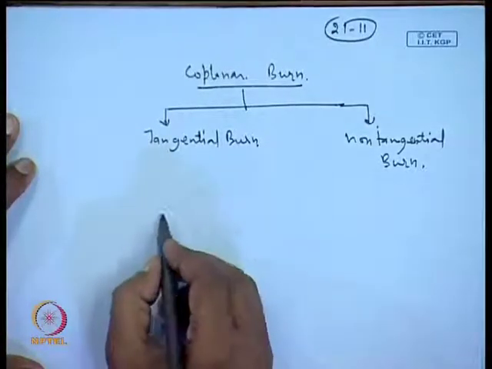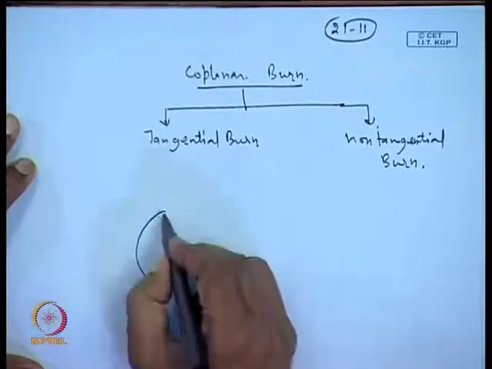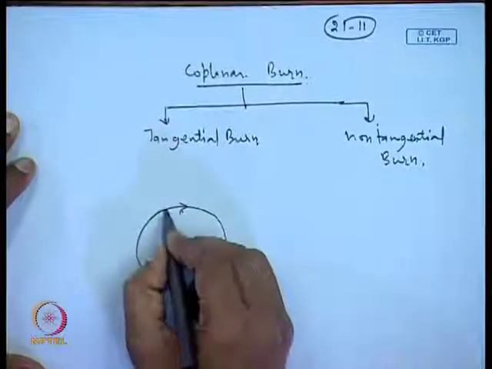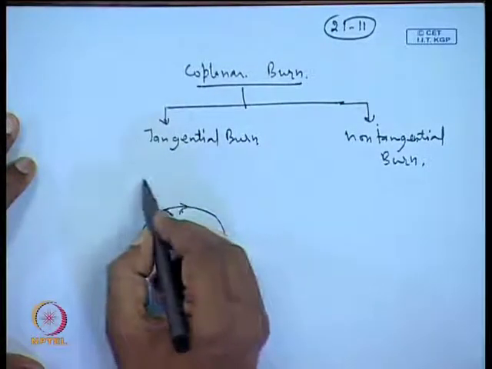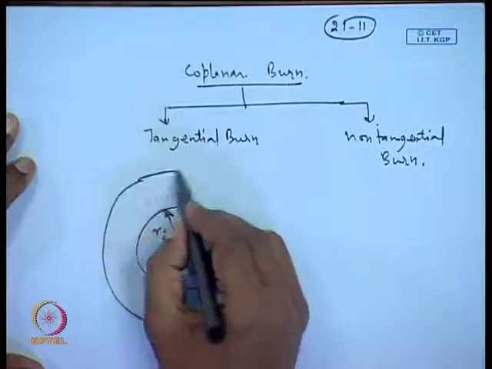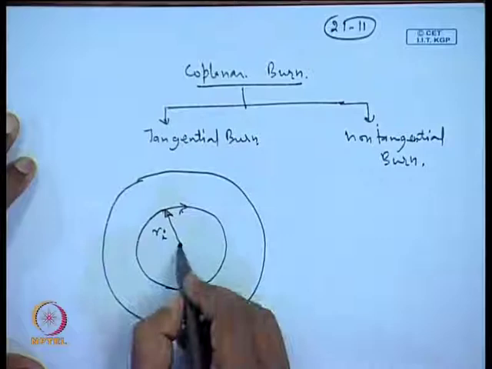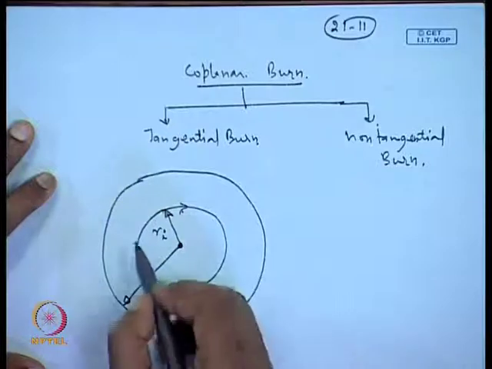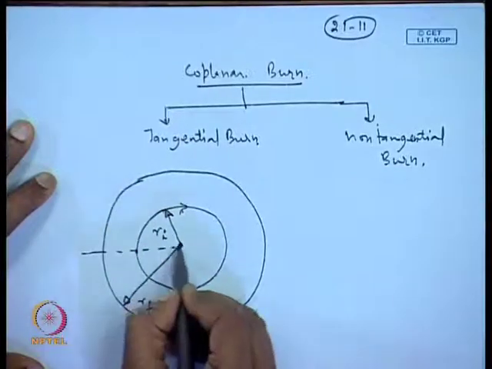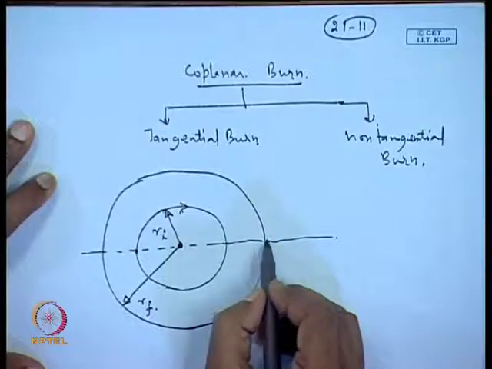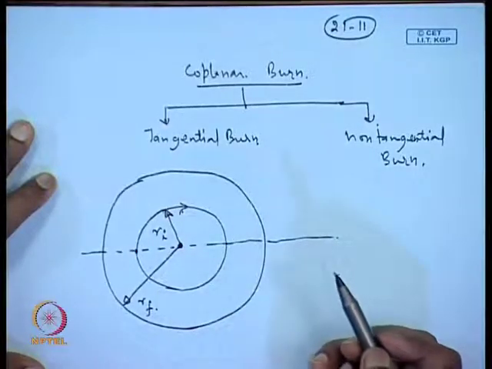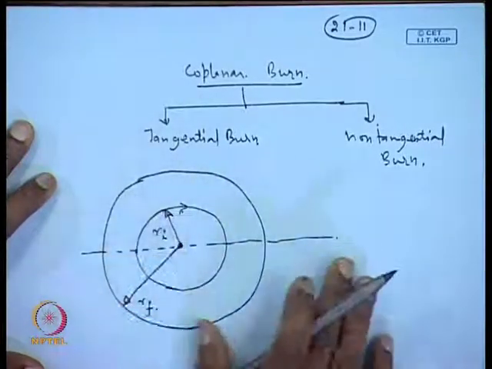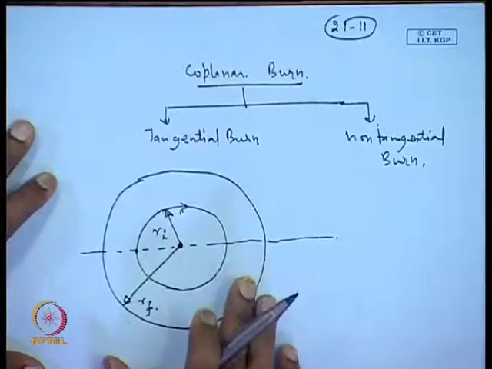Say this is the center of the force and your satellite is moving in this orbit, this is r initial, and you want to send it to a higher orbit, this is the radius r f. So, you can do this in various ways. Basically, this is a coplanar maneuver that we require here, because both the orbits we are assuming are in the same plane.